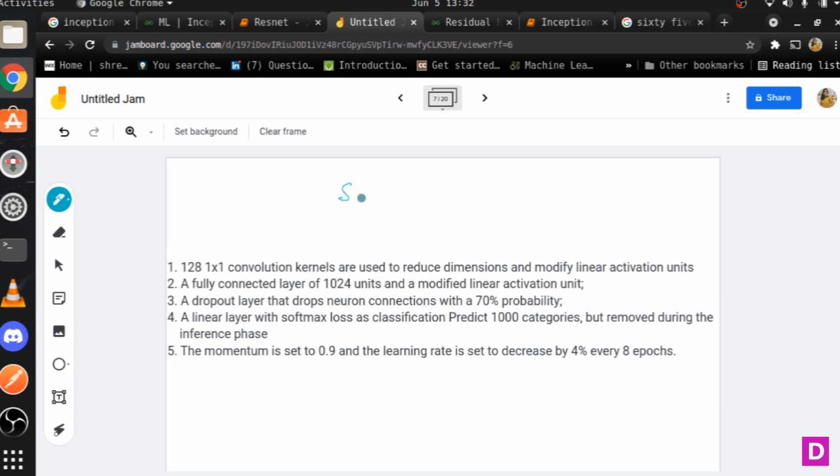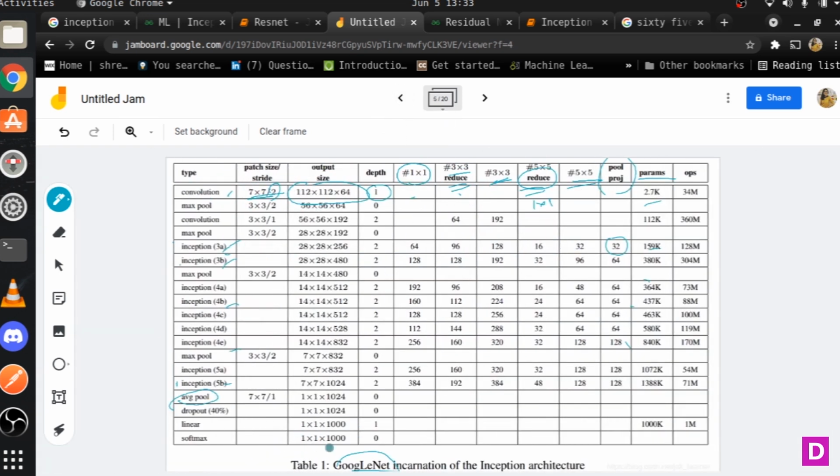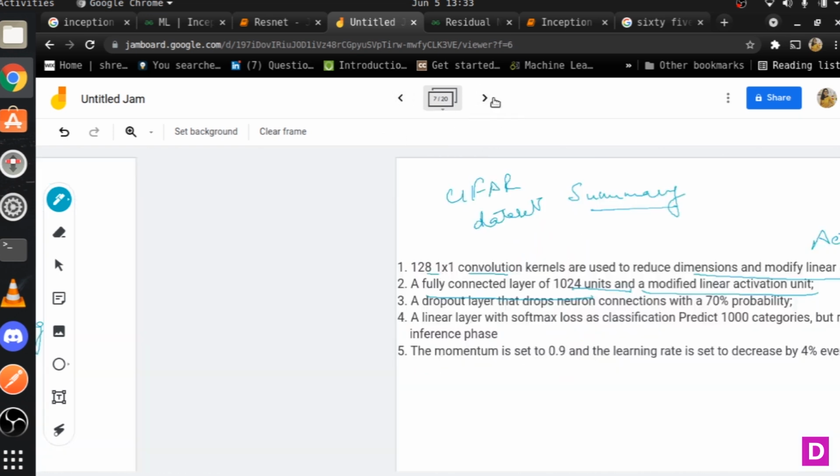Now this is a final summary of points that you can take from InceptionNet. 128 1x1 convolution layers were used to reduce the dimension and for the rectified linear activation. Linear activation units basically means the activations, that is ReLU or tanh or something. Then a fully connected layer of 1024 units and a rectified linear unit was used. Oh, by the way, this was trained on the CIFAR dataset. And in the output, it has 1000 softmax. So you can get that.